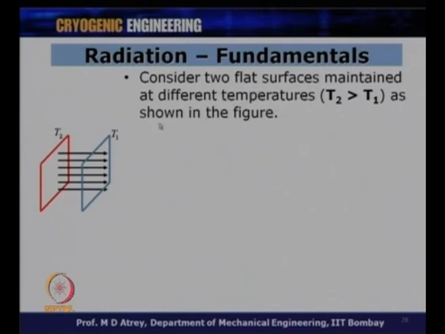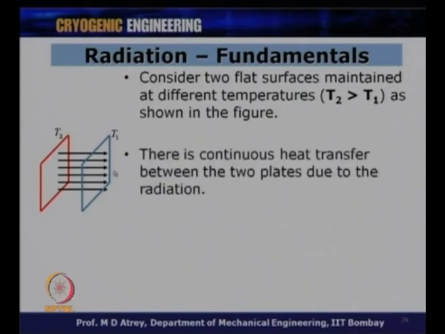Alright. So, we are going away from mass insulation, in which we had examples of expanded foam and powder. Now, suppose you have two surfaces at temperatures T1 and T2, and let us say T2 is larger than T1. Then we will have a heat transfer from the surface at T2 to T1, and there is continuous heat transfer between the two plates due to radiation.